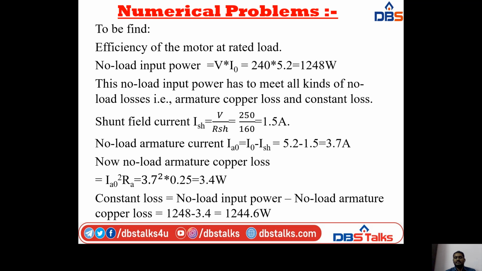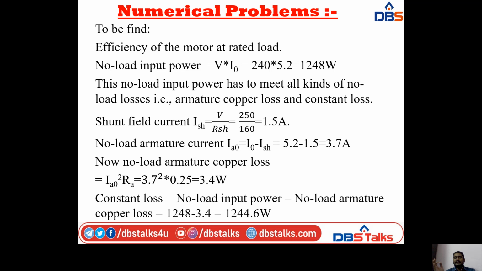Now we have to calculate the no load armature copper loss, that is Ia naught square Ra. You know the formula for armature copper loss is Ia square Ra, but here for no load armature copper loss it is Ia naught square Ra, where Ia naught means the no load armature current we just calculated, that is 3.7. Substitute 3.7 whole square into the Ra value already given in the problem, that is 0.25. Finally we have the no load armature copper loss, that is 3.4 watts.